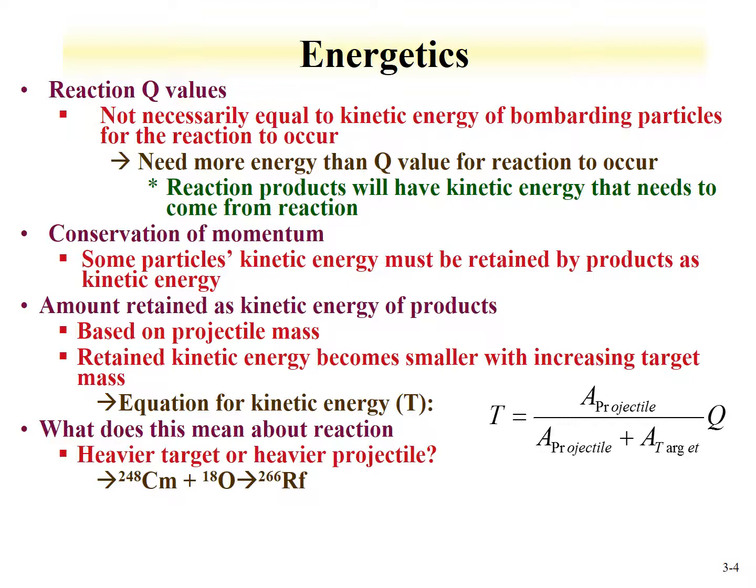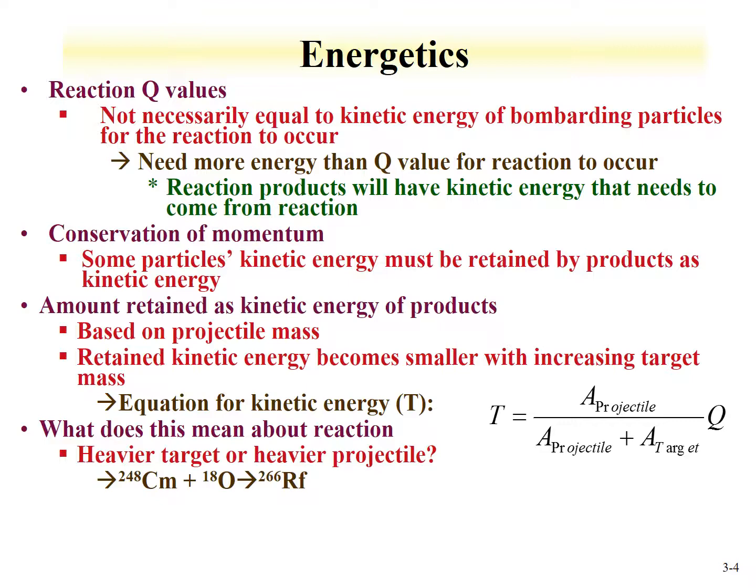The Q value, as we'll see, is a center of mass reaction, and we need to convert this to the laboratory frame. This is due to the fact that there's conservation of momentum. The particle kinetic energy must be retained as products' kinetic energy. So in other words, all the energy of the system that's defined by the Q value is not necessarily available just for the reaction. Some has to go into moving the resulting products. And the amount that's retained as kinetic energy of product is based upon the projectile mass.